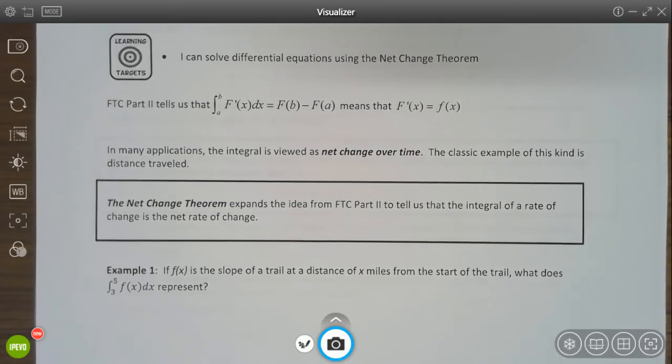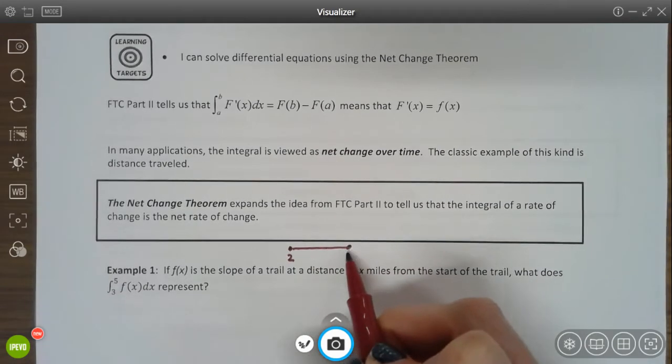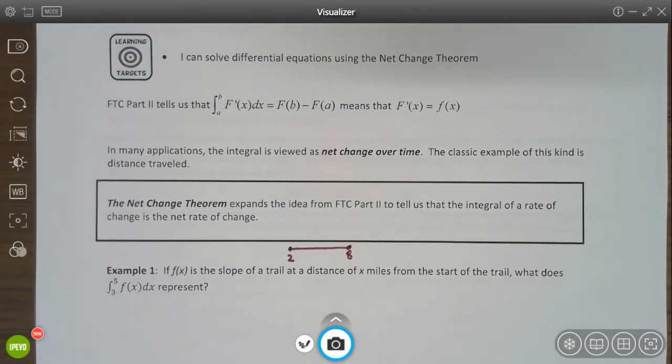That makes sense, right? So what it's really saying is that if you have, let's say, position, and you're starting here at position 2, and then you move to the right and end at position 8, well, your net change would be the 6 units in between 2 and 8. So as we're going through, what we're going to start doing is connecting the integral to this idea of net change.